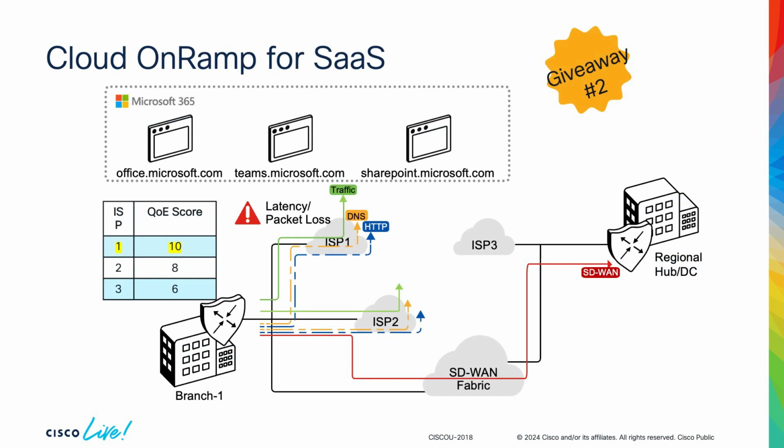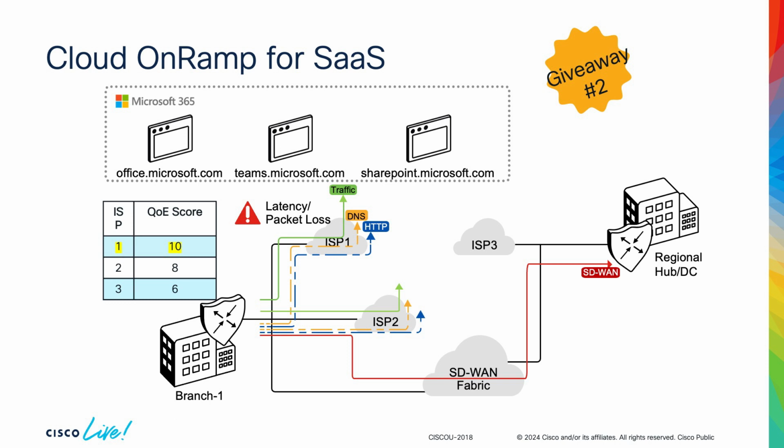I'm going to start with SaaS first, and this has a name. It's called Cloud OnRamp for SaaS, Cloud OnRamp for Software as a Service. Here you are, right over here. This is where you reside, at the branch. This is your SD-WAN WAN edge router, and your mission is to get connected to one of those applications from Microsoft, for example, Microsoft 365, and maybe you're just trying to use Office or Teams or SharePoint, so how do you make sure you get connected there?